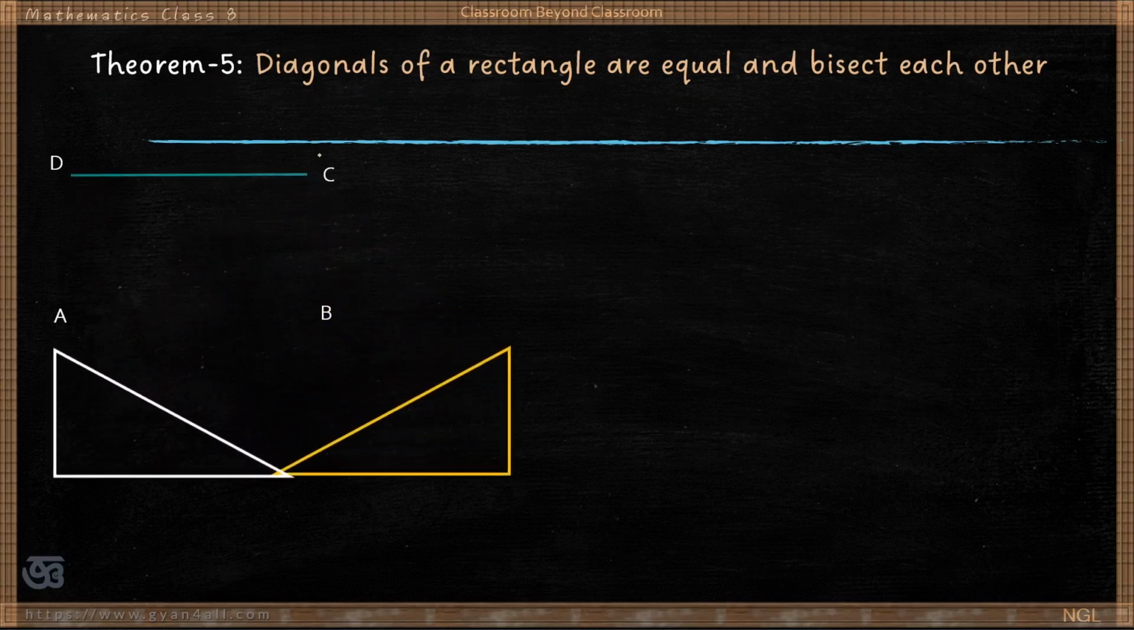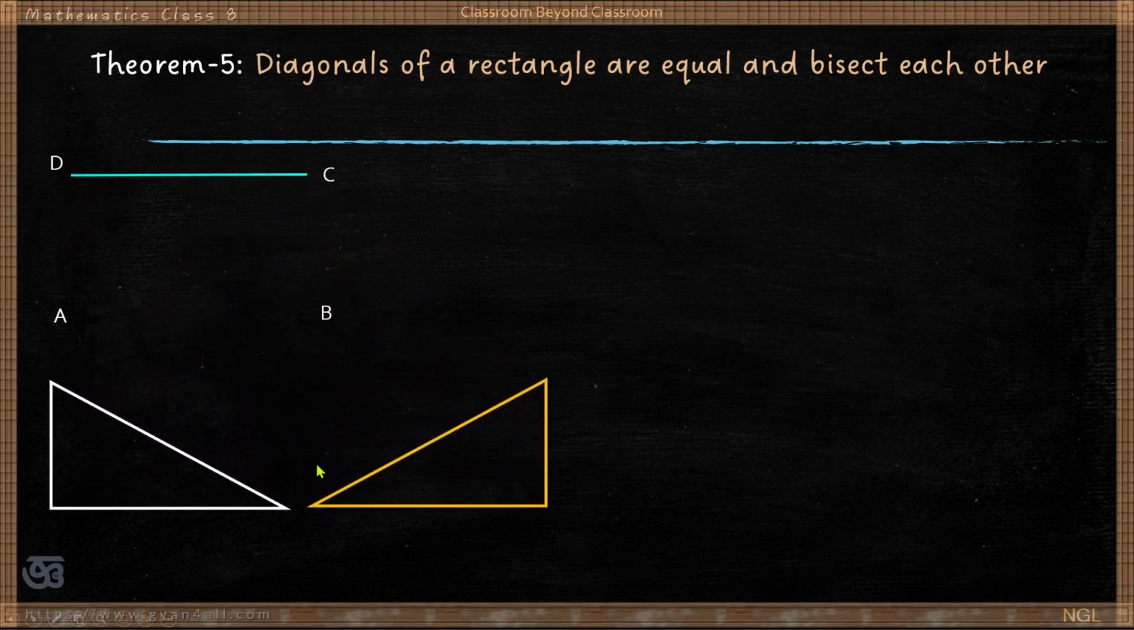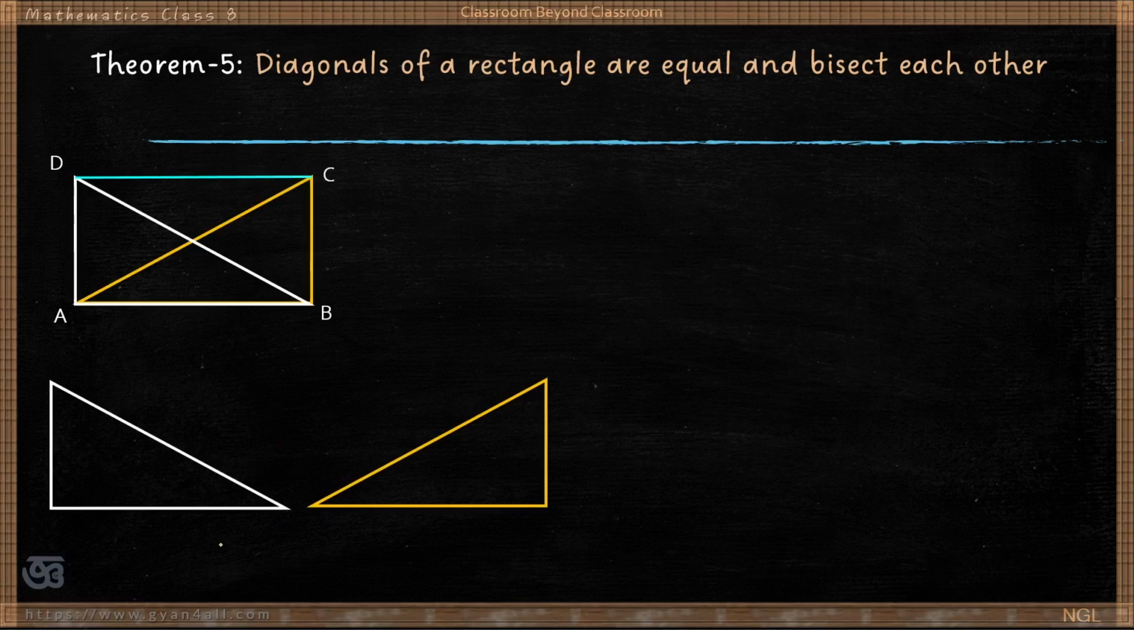Actually, we will take these two triangles. For convenience, I am drawing it. So this is triangle ABD, and this is again triangle ABC. So in this rectangle, we take triangle ABC and triangle BAD, these two triangles, BAD and ABC.